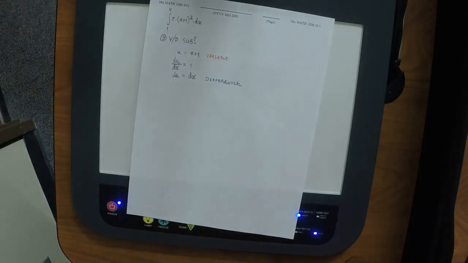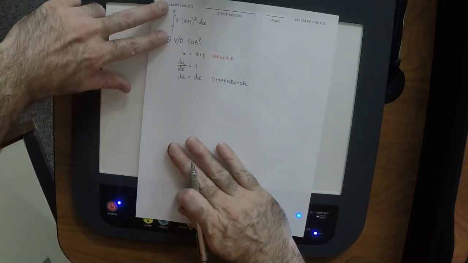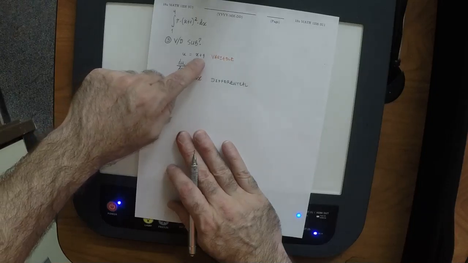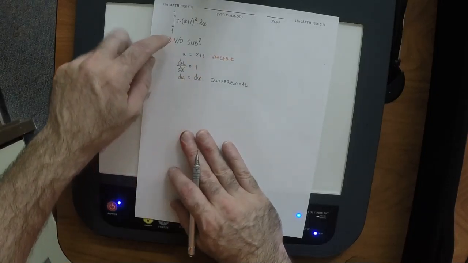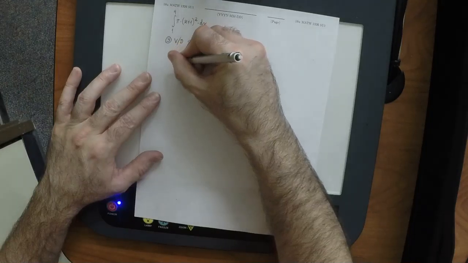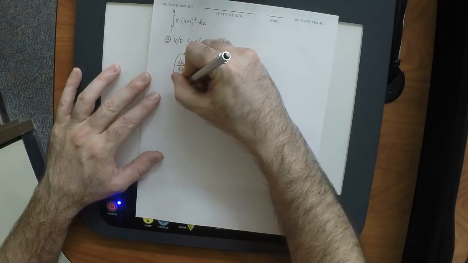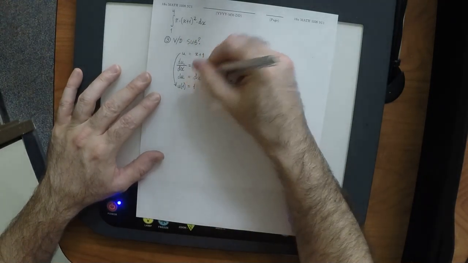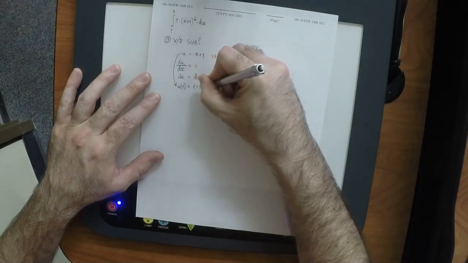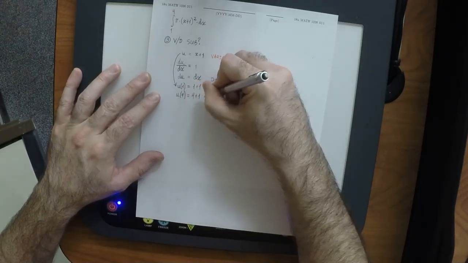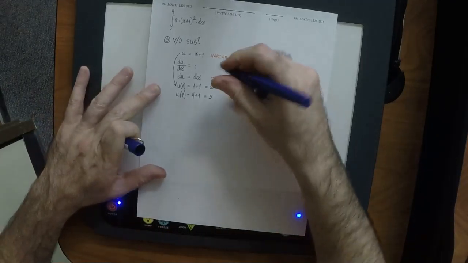Okay. Now, these limits are from 1 to 4, and you need to keep in mind that this is from x is 1 to x is 4. Because I'm changing variables from x's to u's, I'm going to change these limits from x limits to u limits. Using this formula, what is u when x is 1? It'll be 2, because it's 1 plus 1. And what is u when x is 4? It'd be 5, because it's 4 plus 1. So these are the limits.